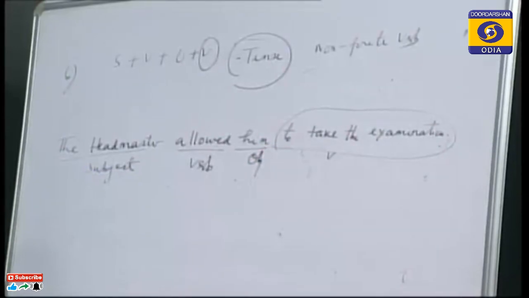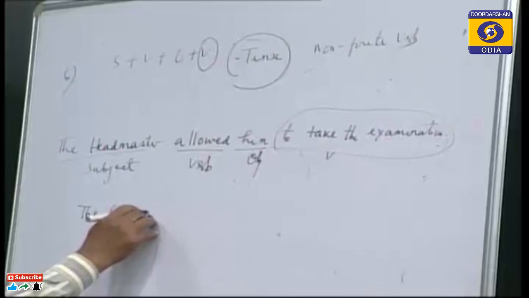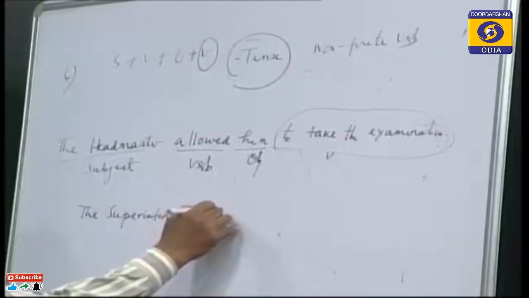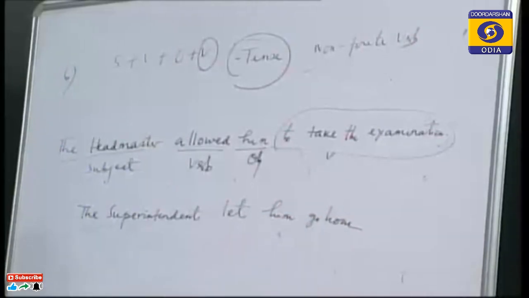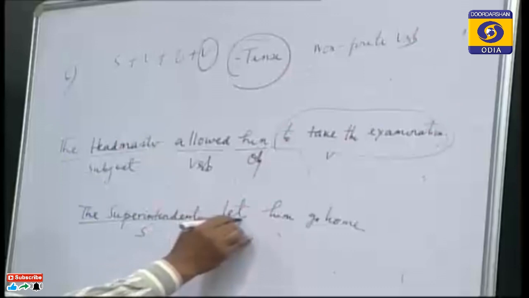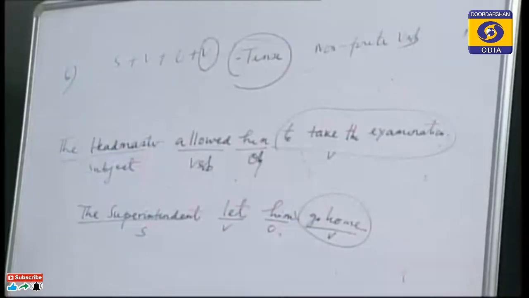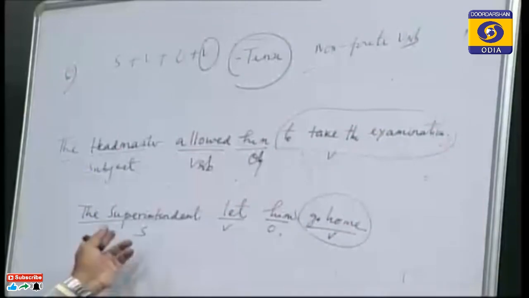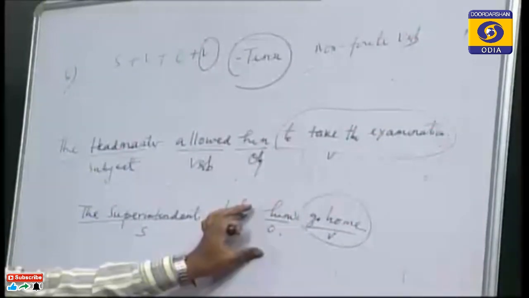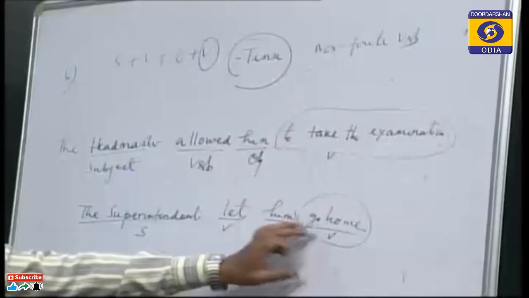Other examples are: the superintendent let him go home. Superintendent is the subject, of course, let is the verb, this is the object, and go home is another verbal structure, another verb which has no tense, non-finite. He was let by the superintendent. You can passivize it because the object has the property to passivize, but this is the verb. This is not a complement, this is a verb.